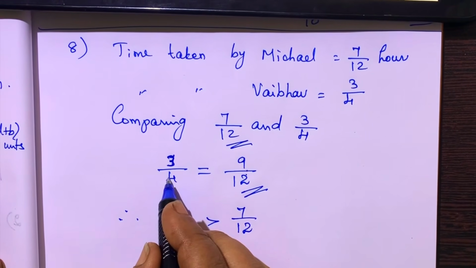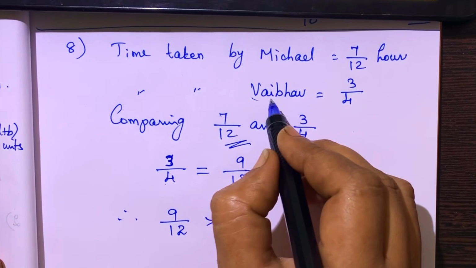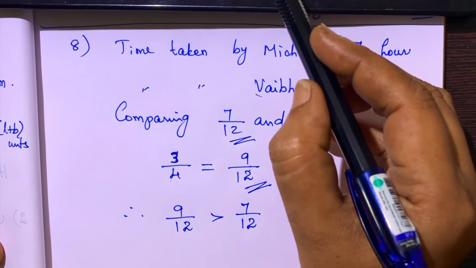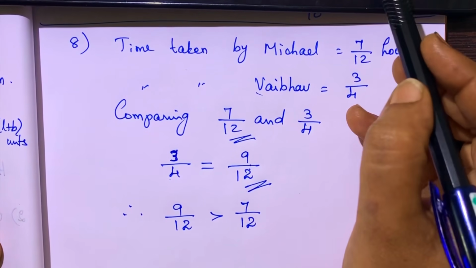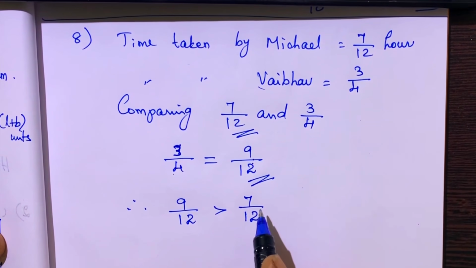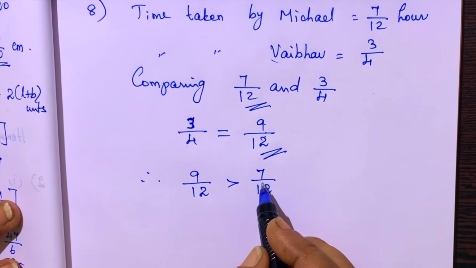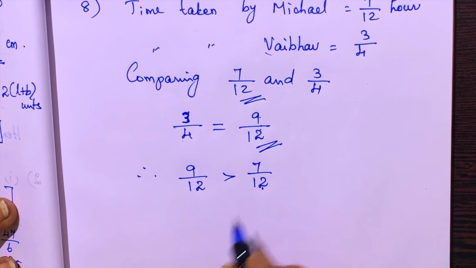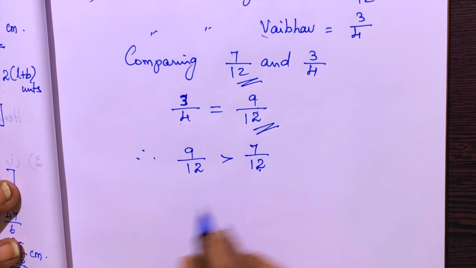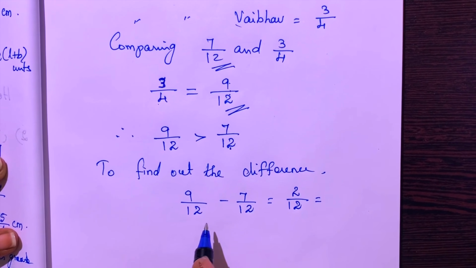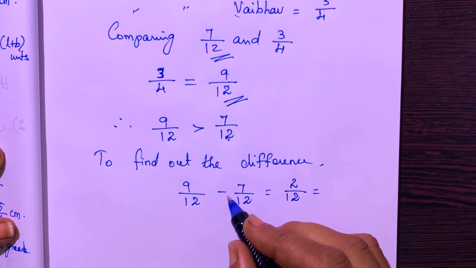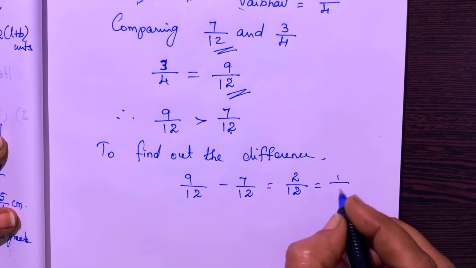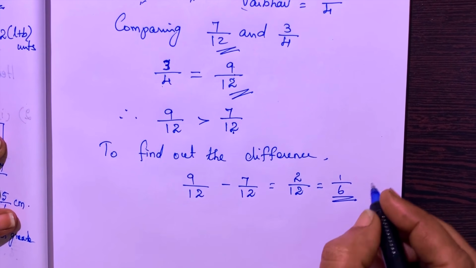9 by 12 tells that Vaibhav. So Vaibhav took longer time. Is it clear? Now the question asked, by what fraction was it longer? So subtraction, you have to subtract 9 by 12 minus 7 by 12. You will be getting 2 by 12. So 9 by 12 minus 7 by 12 is equal to 2 by 12. When we simplify this, you will be getting 1 by 6.